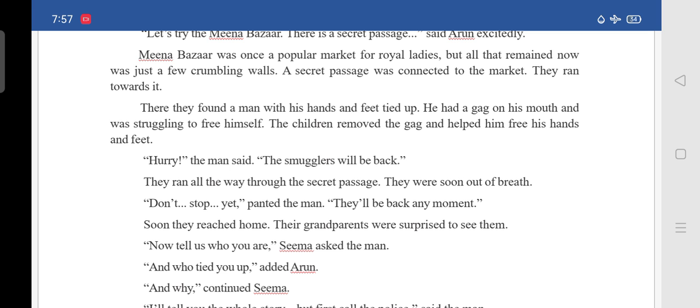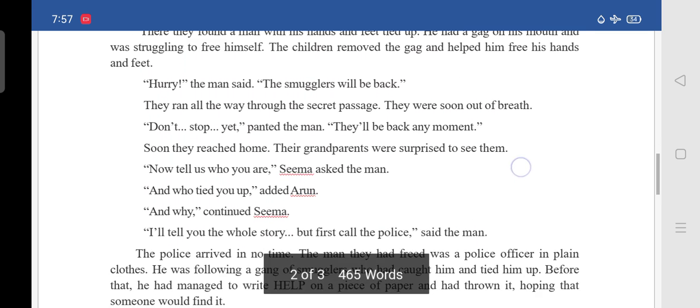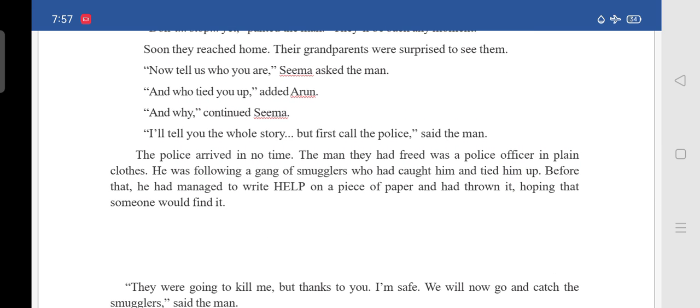"Now tell us, who are you?" Seema asked the man. After reaching home, Seema was asking that man, "Who are you?" Then Arun was asking, "And who tied you up?" added Arun. As Seema was asking that man, "Who are you?" Arun was asking immediately, "Who tied you up and why?" So Seema and Arun were questioning that man one by one: who are you, who tied you, and why did they tie you.